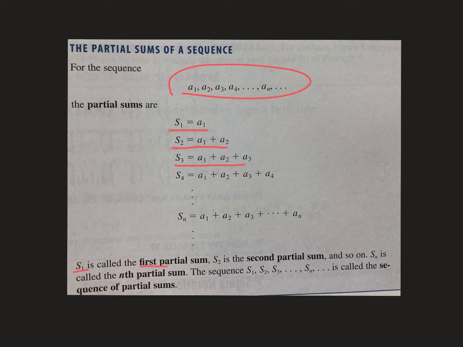S1 is called the first partial sum. S2, we just said that. Sn is the nth partial sum. And S1, S2, S3, all the way to Sn is called the sequence of partial sums. All right, so let's find the first four partial sums and the nth partial sum of the sequence given by 1 over 2 to the n power.